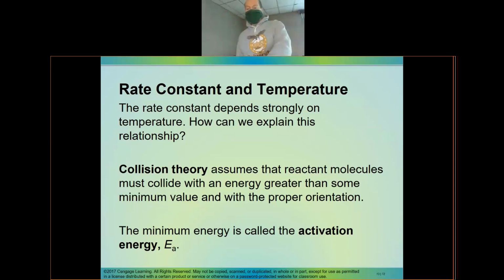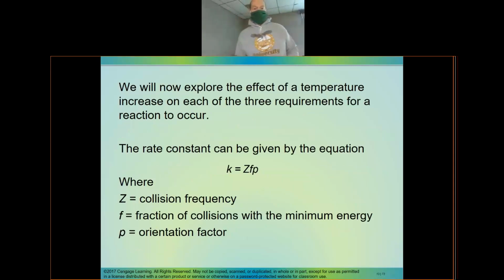You will be required to write reaction profiles. All right, so the collision frequency, we're going to call that Z. F is the fraction of collisions with the minimum energy, and P is the orientation factor. All right, so these are the factors that go into your constant K.